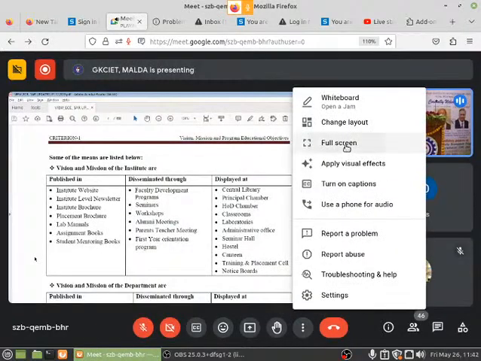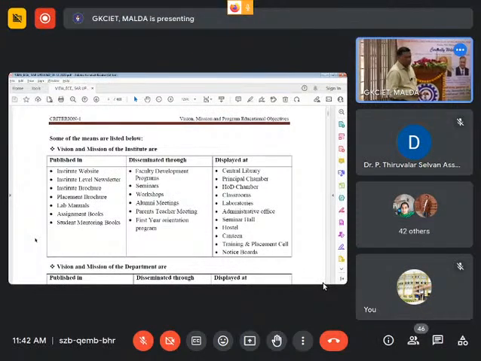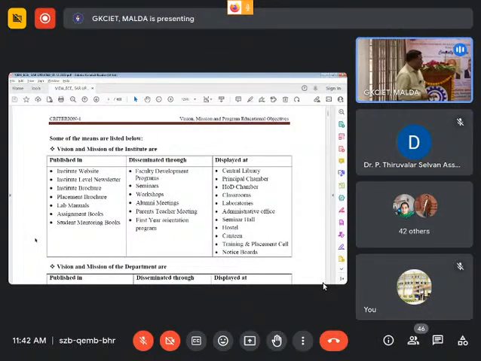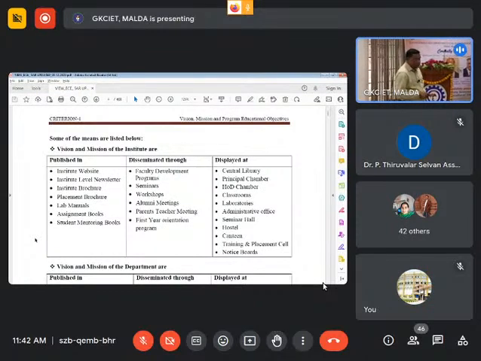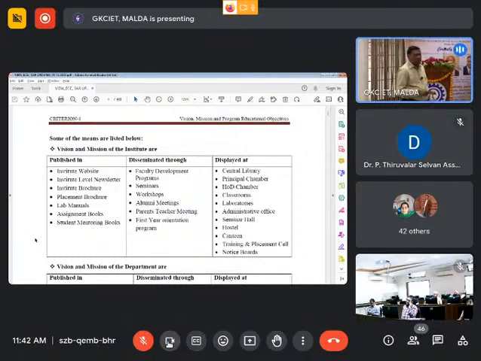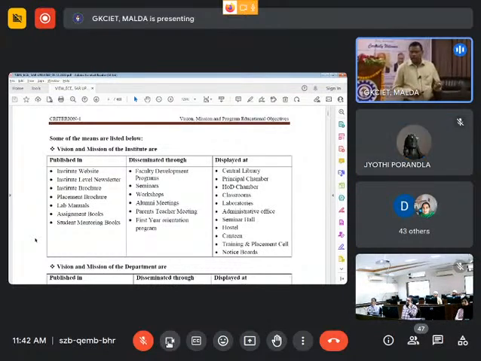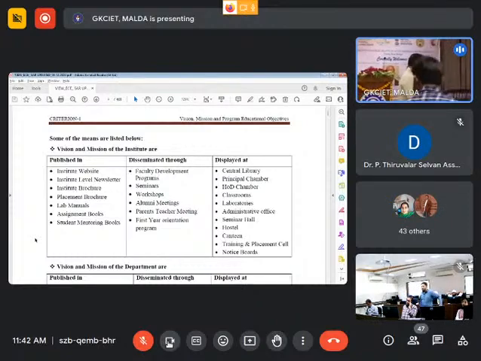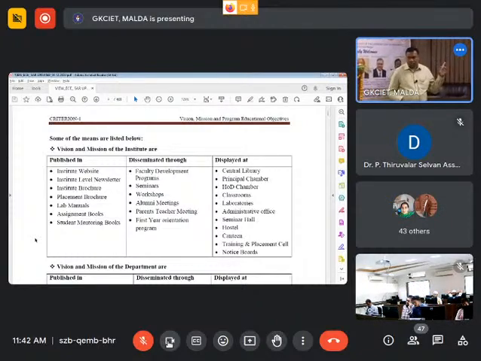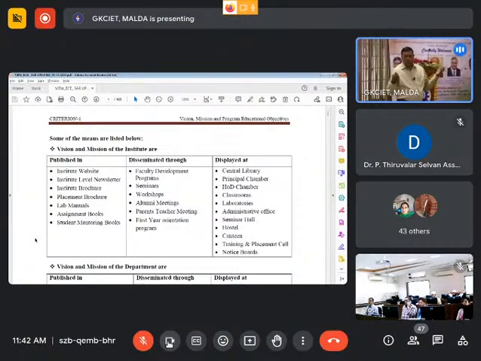They categorically, in a tabular form, mention where they have published, how it has been disseminated, and which are the places where it has been displayed. So these are the claims they are making, that for vision mission display, dissemination and making the stakeholders aware, they are taking this type of step. So this is a claim, then it will be supported by their evidence.